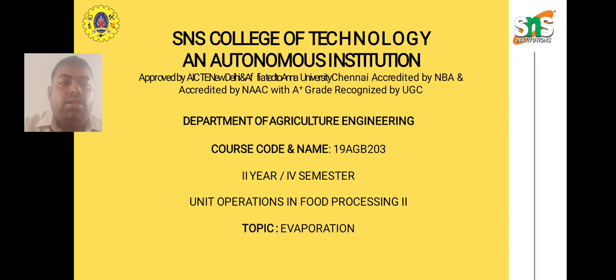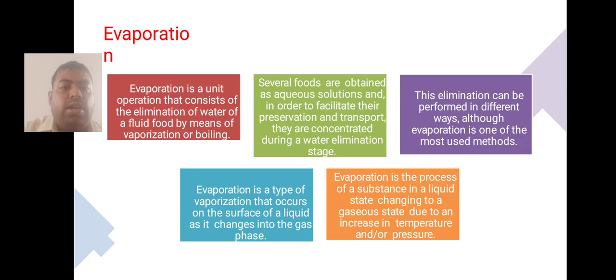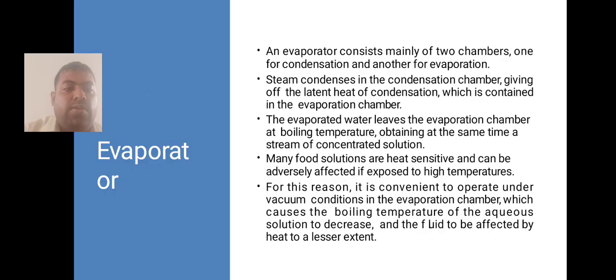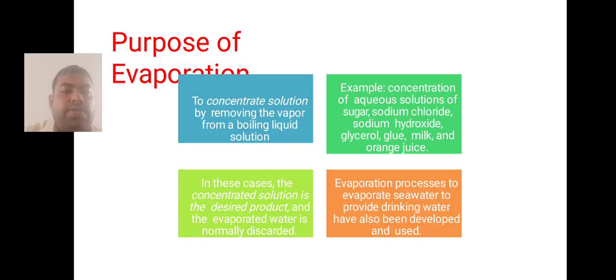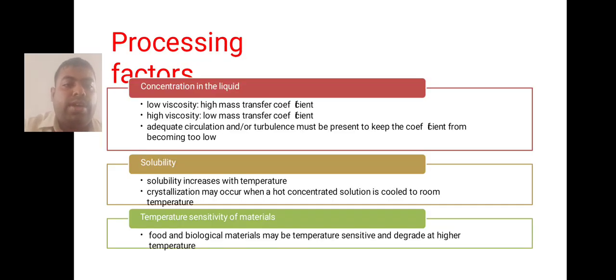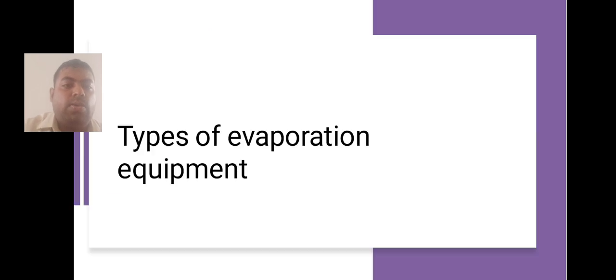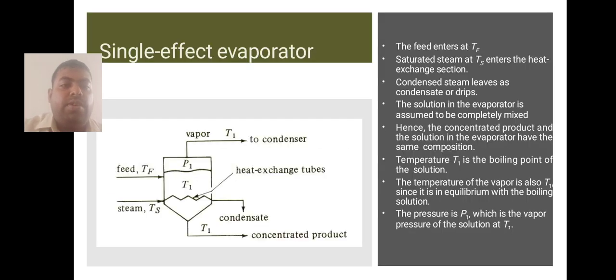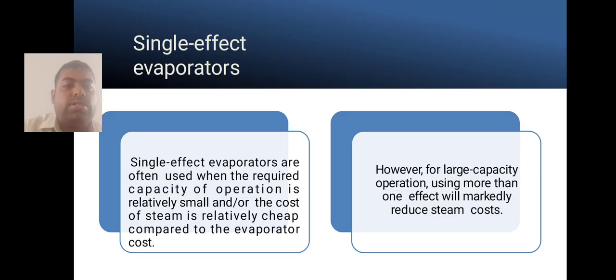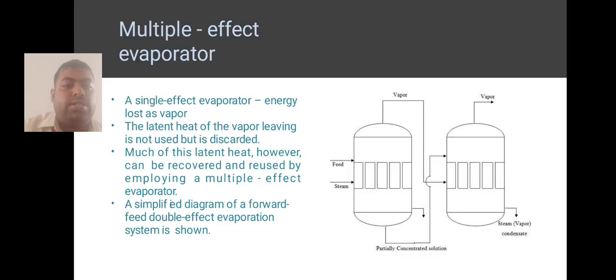Hello everyone. The topic I'm going to discuss, as mentioned earlier, is about unit operations in food processing, in which the topic is evaporation. Previously, we have discussed what evaporation is, its definitions, what an evaporator is, the purpose of evaporation, the processing factors, and the types of evaporation equipment. We have discussed up to the single effect evaporator. In this topic, we are going to discuss multiple effect evaporators.